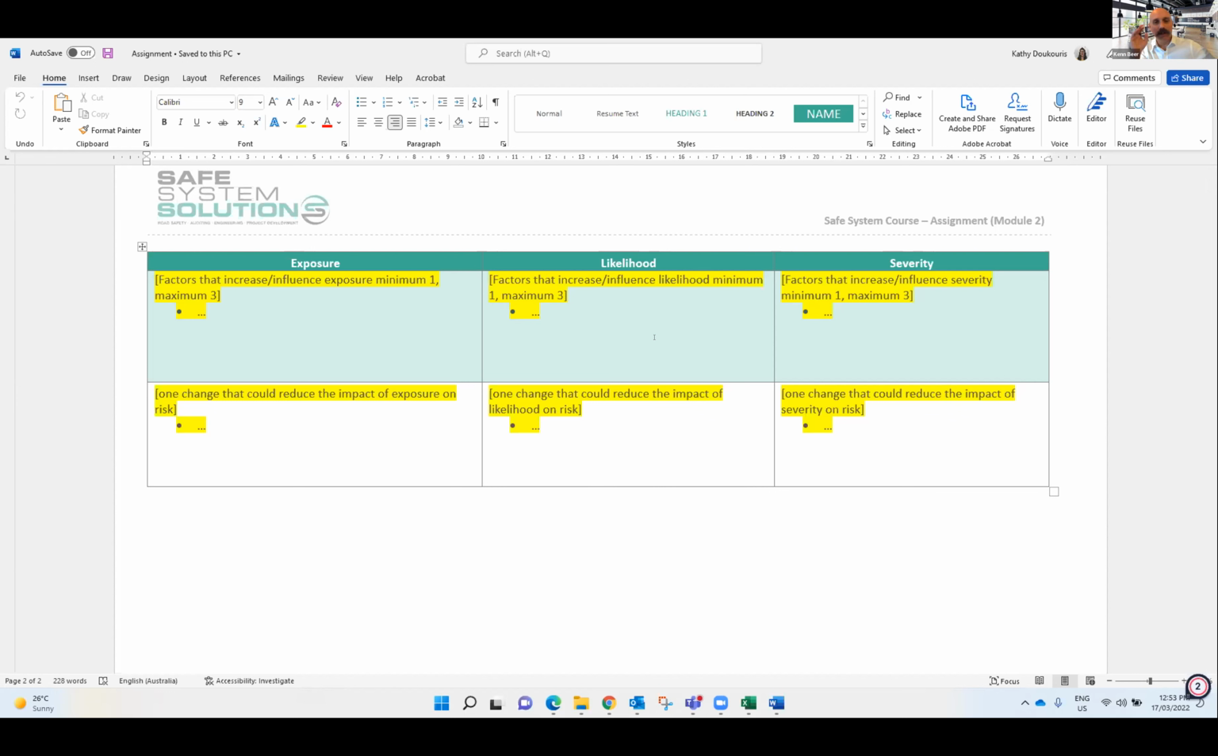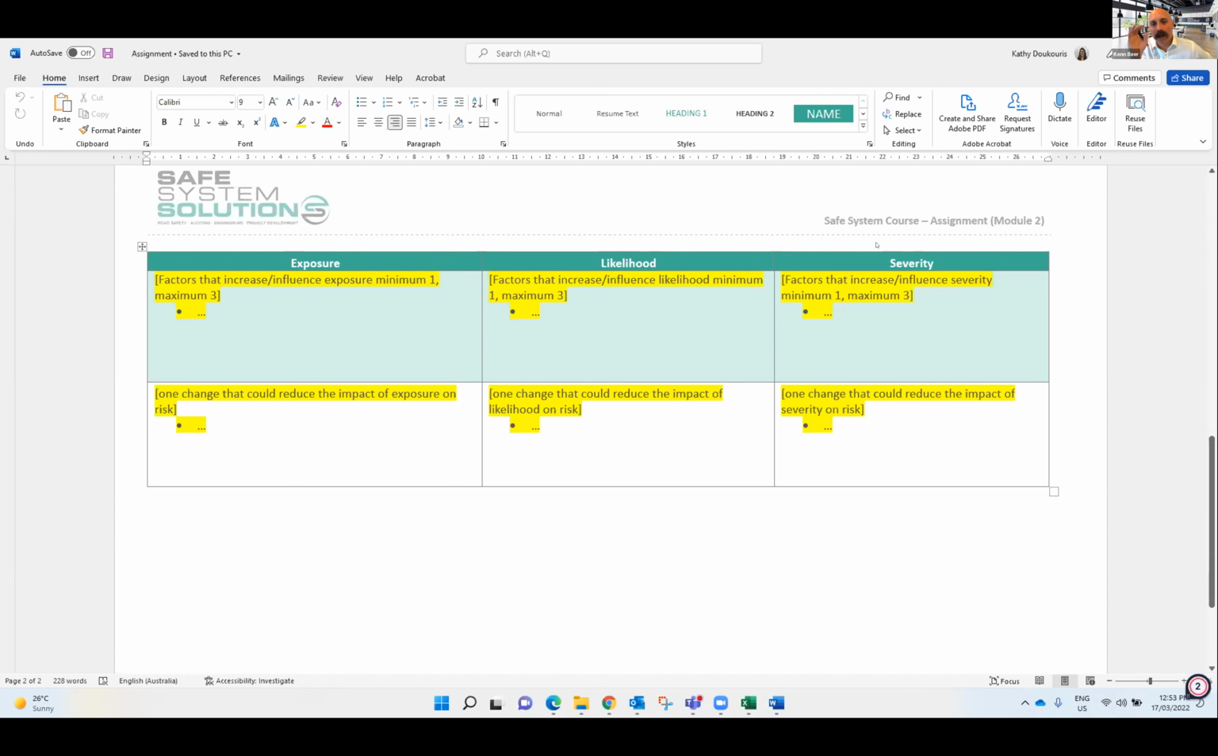Okay, so this could be sight lines are blocked, or there's not good sight distance to the intersections, or it's confusing, or the signs are faded, or the speeds are high, or the line marking is confusing. What are the things that are influencing the likelihood of crashes at that intersection? Rate it between 1 and 3.